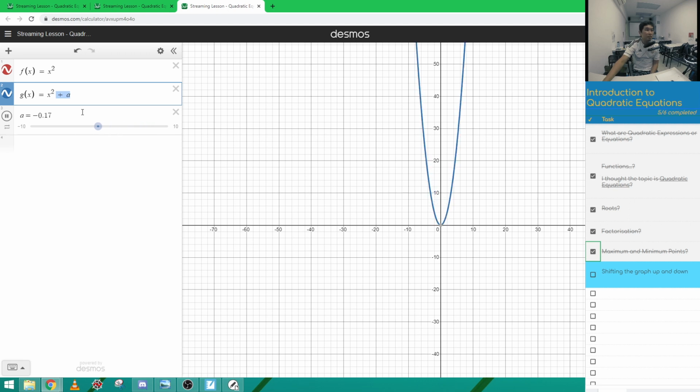If a is a negative value, you get shifted downwards. If a is a positive value, it gets shifted upwards. The more positive, the more you shift up. The more negative, the more you're shifted downwards. Okay, and so that wraps up shifting the graph up and down. And I've covered all 6 points on the introduction of quadratic equations.